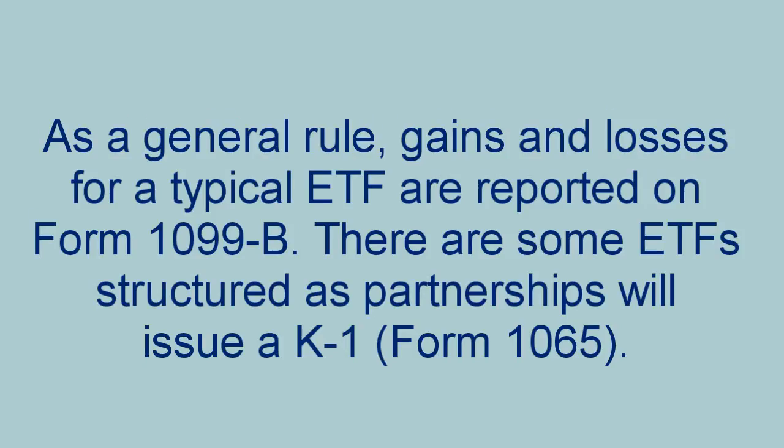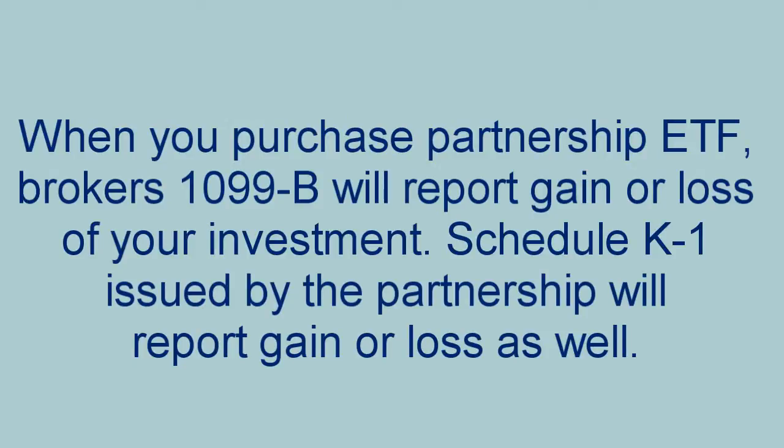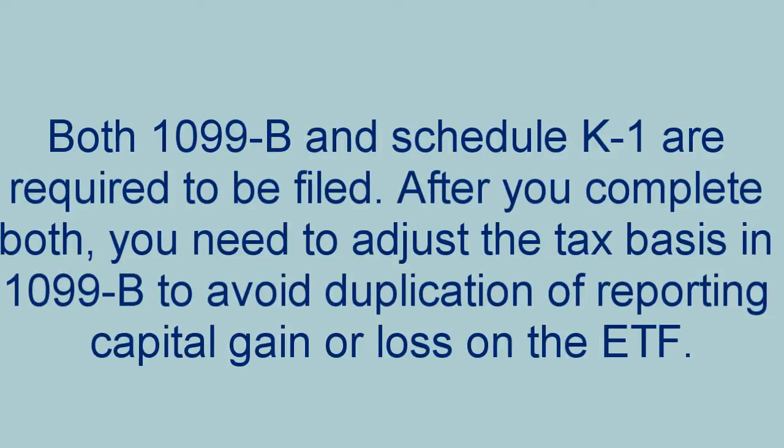As a general rule, gains and losses for a typical ETF are reported on Form 1099-B. Some ETFs are structured as partnerships and will issue a K-1 Form 1065. When you purchase a partnership ETF, the broker's 1099-B will report gain or loss of your investment. Schedule K-1 issued by the partnership will report gain or loss as well. Both 1099-B and Schedule K-1 are required to be filed.